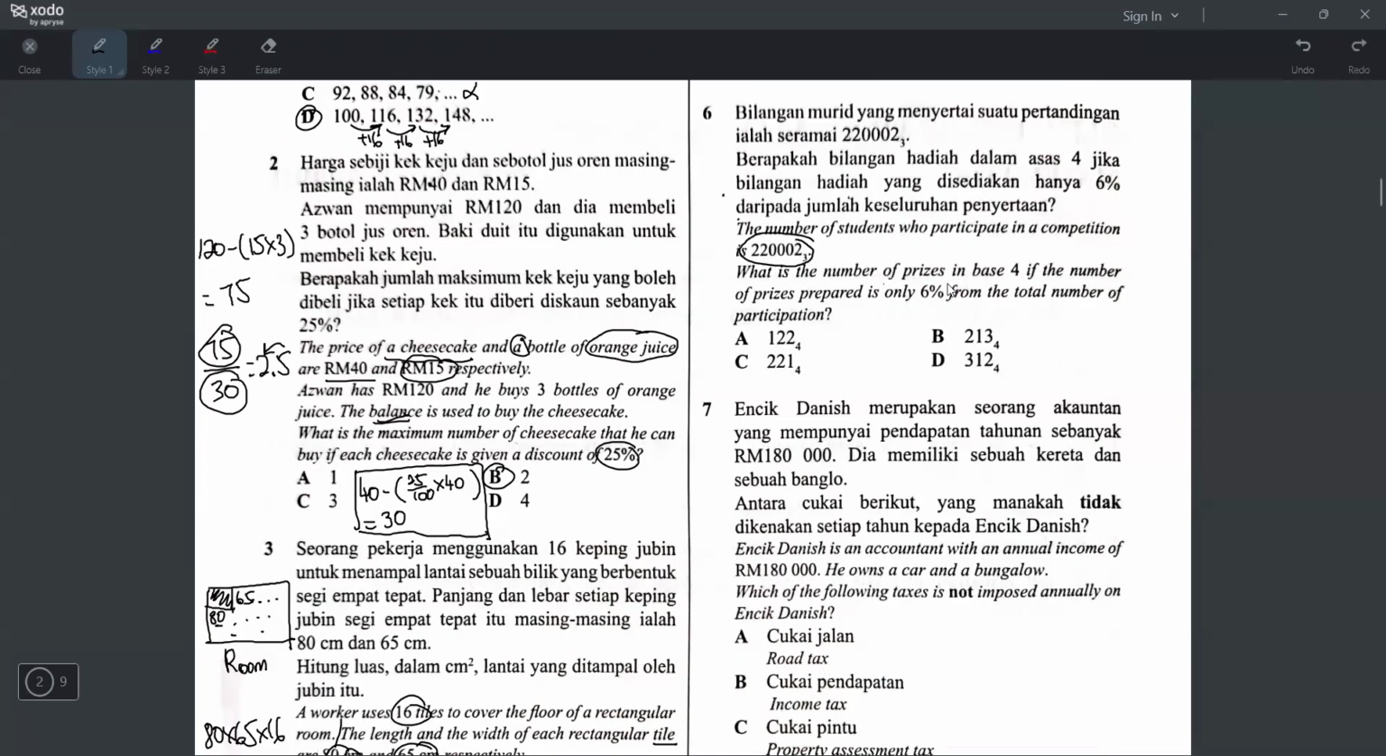And what is the number of price in base 4 if the number of price prepared is only 6% from the total number of participation? Okay, maksudnya jumlah student ini, tapi yang dapat price hanya 6% saja. Yeah, it means not everyone get the price, only 6%. But you cannot take 6% multiply with this. You cannot do like that. Why? Because this is in base 3. Kalau you nak ambil satu nilai buat tambah, tolak, darab, bahagi, you have to make sure it's in base 10. Okay, especially if you want to darab with the 6%, you have to make sure it's in base 10, baru boleh darab 6%.